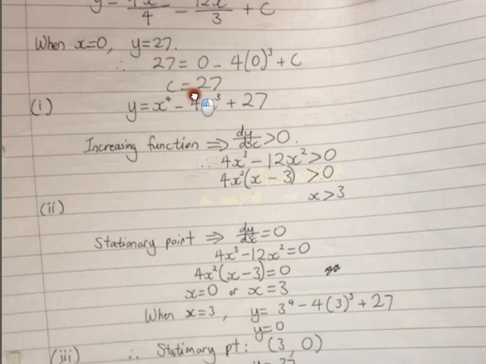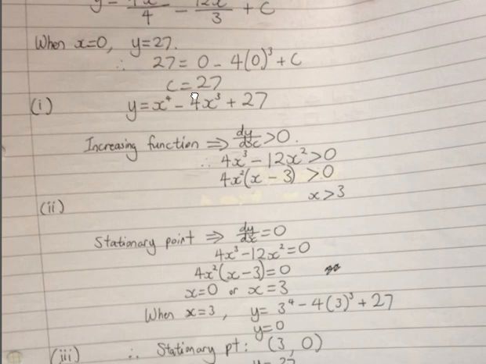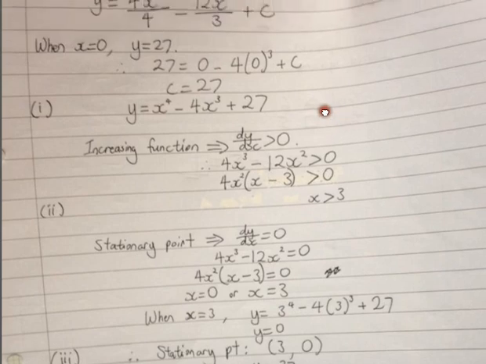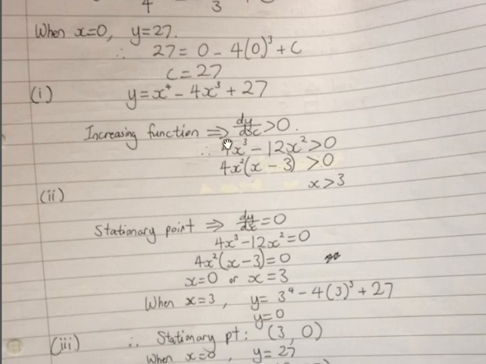For the next part, we want to find when the curve is an increasing function, which implies that dy/dx has to be bigger than 0. So by writing out the equation again, 4x cubed minus 12x squared has to be bigger than 0. So 4x squared times (x minus 3) is bigger than 0. From this inequality, we see that x actually has to be bigger than 3 for the increasing function to hold.